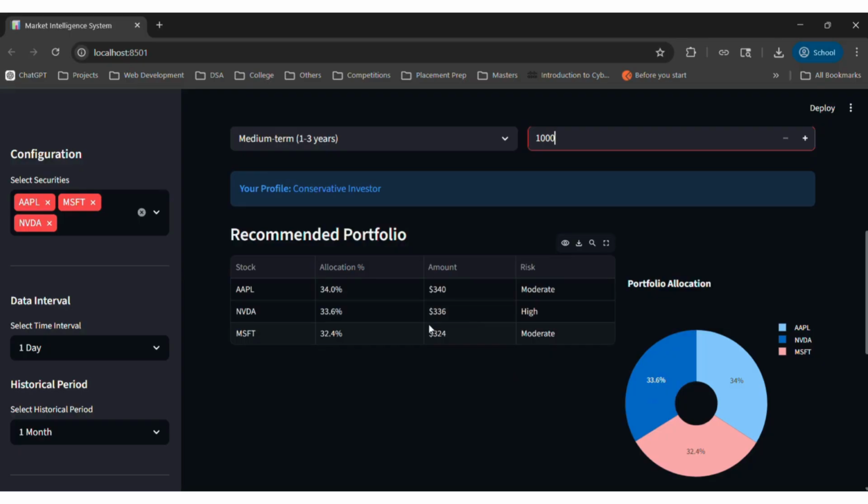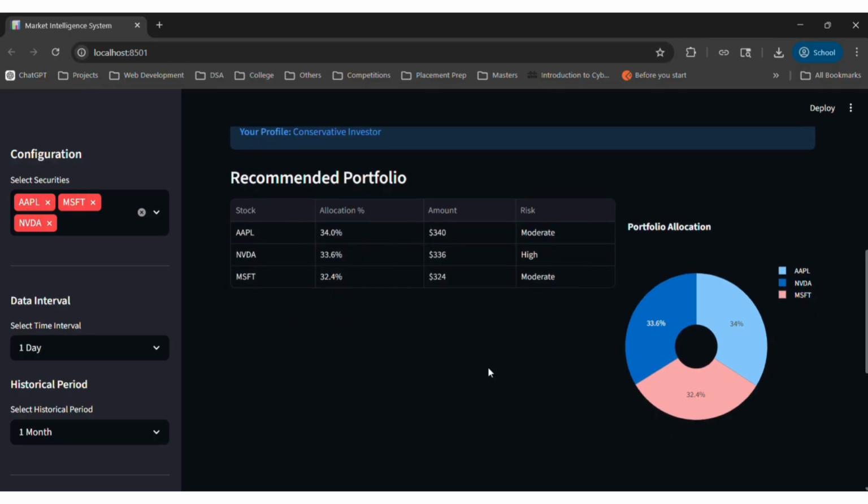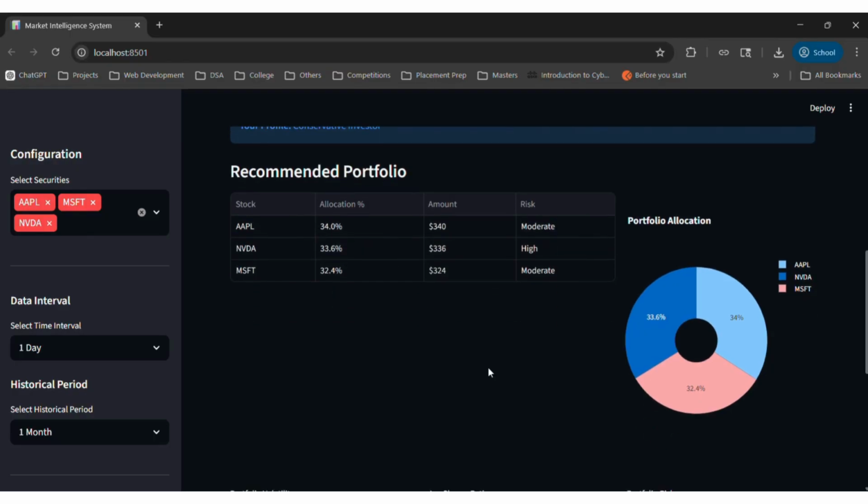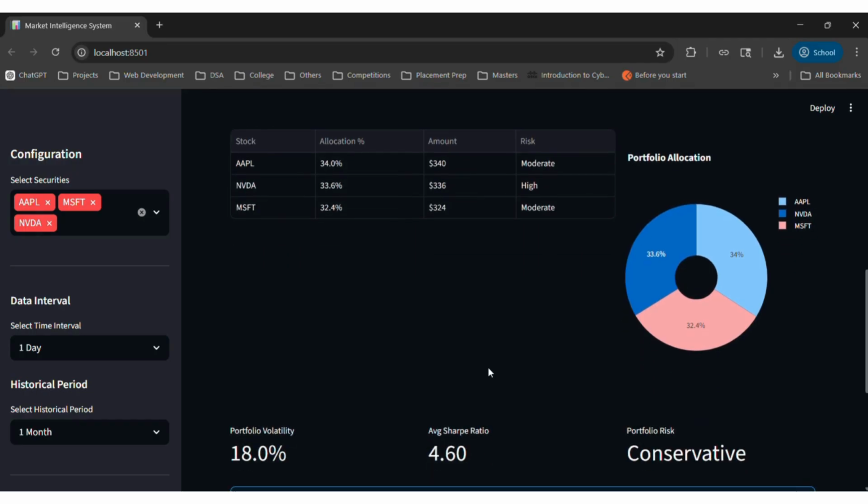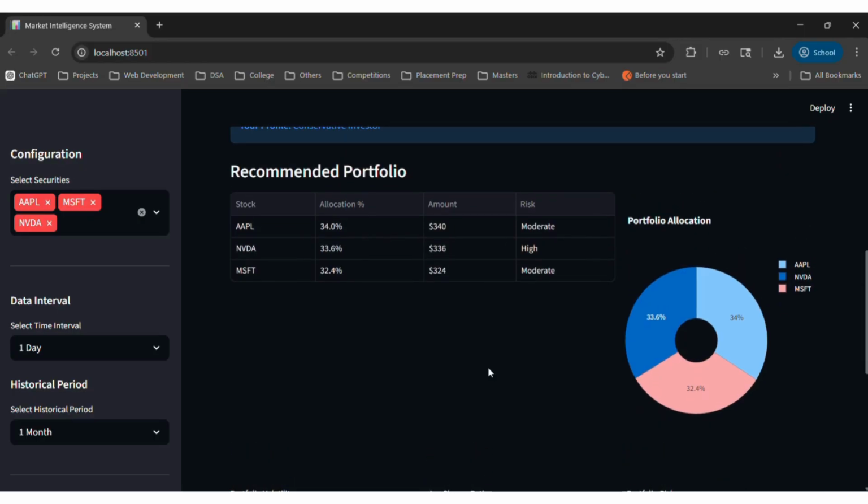This is important because in real world finance, a beginner investor cannot take the same risk as an advanced trader. Someone investing for the short term behaves very differently from a long term investor. So instead of a fixed strategy, our system builds a personalized portfolio strategy. Based on these inputs, the system generates a recommended portfolio allocation. The user selects the securities. The system determines how much capital should be allocated to each.